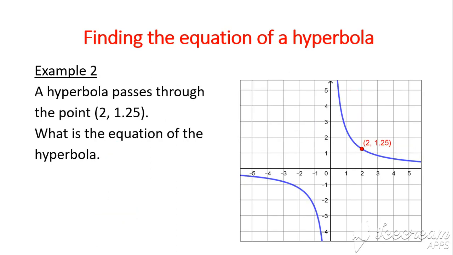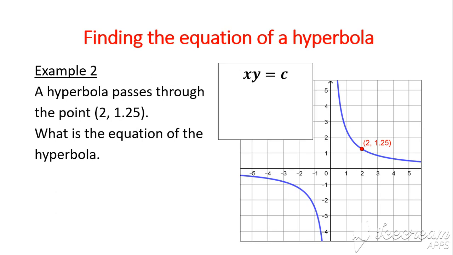Here's example 2. A hyperbola passes through the point (2, 1.25). What's the equation of this hyperbola? Well, I was just saying that a lot of people like to use the point (1, something), but you can see in this example, we don't know what that something is. It looks to be somewhere between 2 and 3, probably 2.5, but I'm not going to guess. So instead, we're going to use the point we've been given, (2, 1.25).